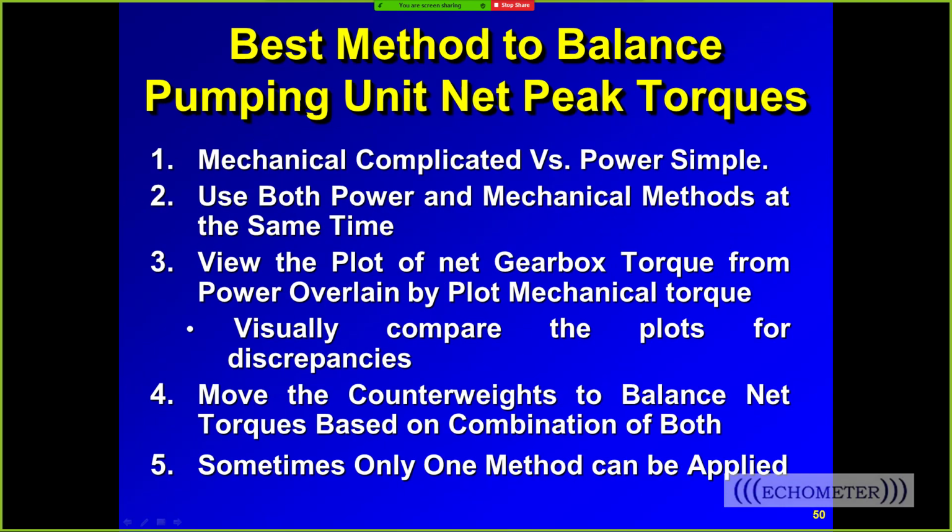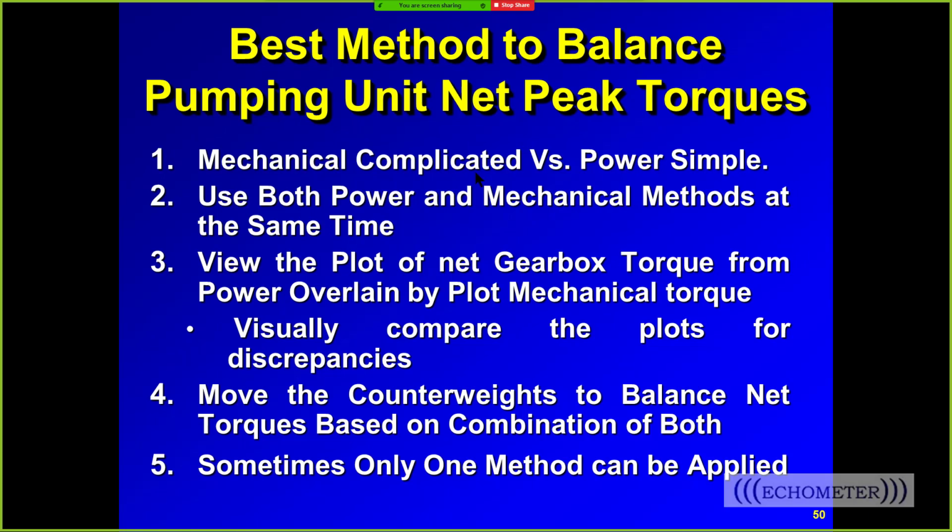What's the best method? Well, the mechanical method is somewhat complicated. Nope, that's what you probably think. The software makes it a lot simpler. The power is easy. I recommend that most of the time you use both methods, power and mechanical. The plots should overlay and show the same thing or close to the same thing. That way you'll be confident that when you move the weights to balance, it'll be based on the combination of both the power and the mechanical method.